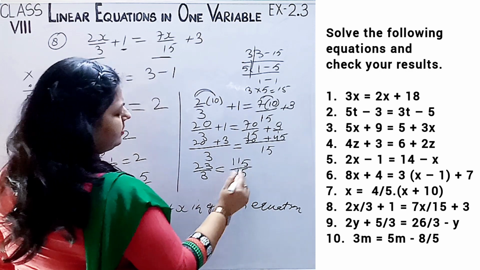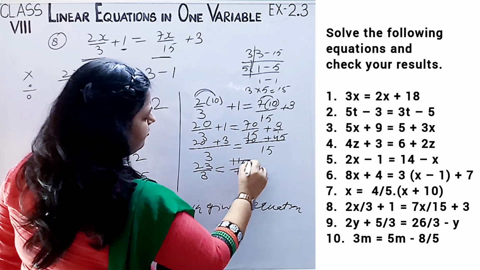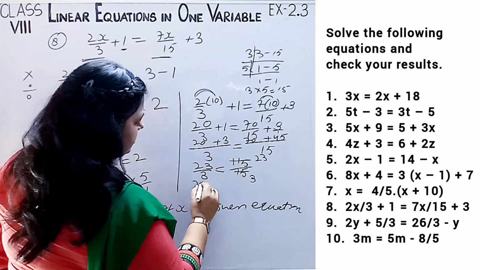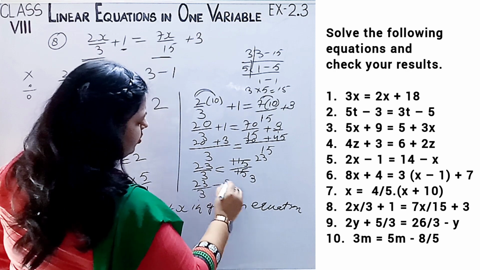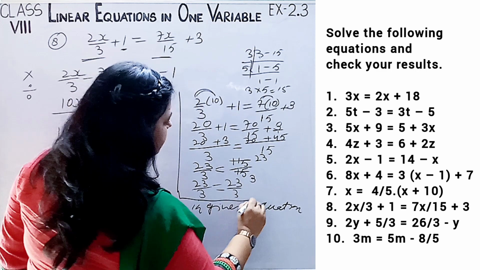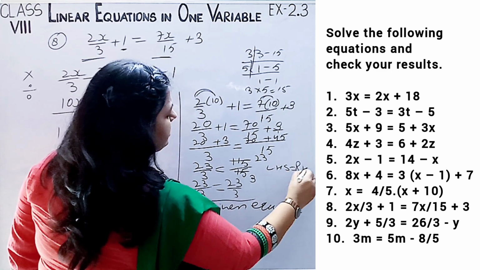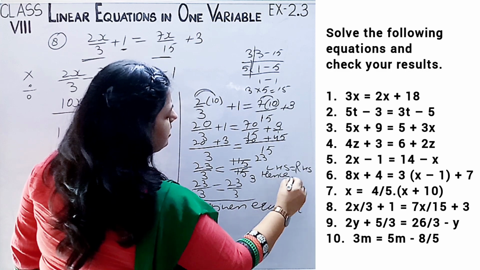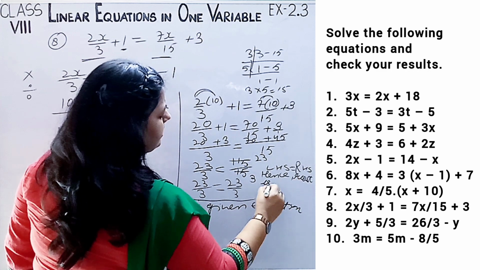Now reducing, 5 3s are 15, 5 2s are 10, 5 3s are 15. So 23 upon 3 equal to 23 upon 3. It means the left hand side is equal to the right hand side. It means the answer is correct. So hence the result is correct.